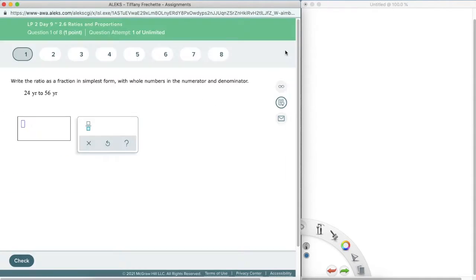If I want another example, I can click on example again. It'll give me a brand new one. And I can message my teacher from here as well, which will attach this question to the message.